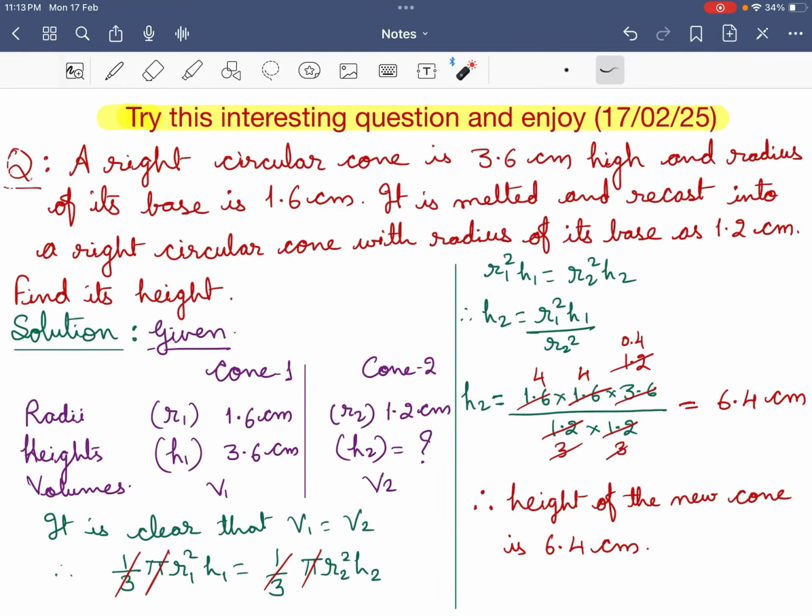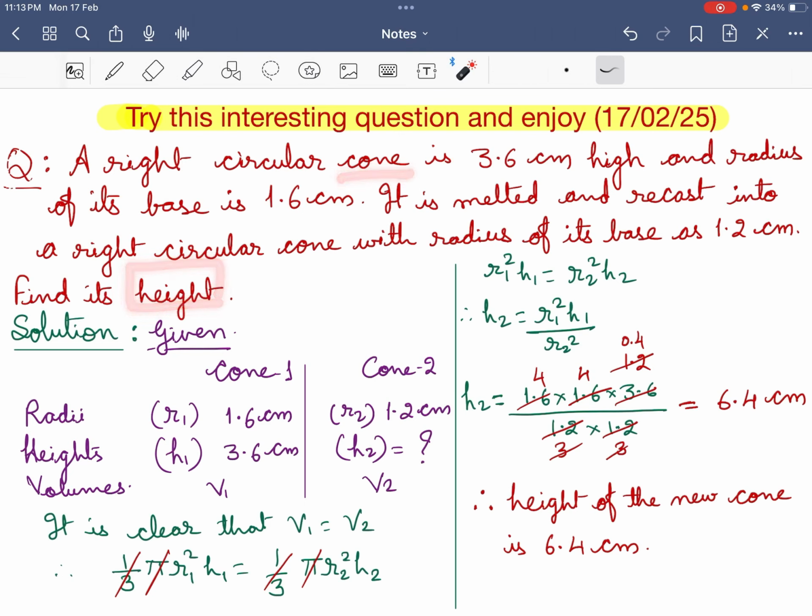Let's see one more interesting question. This question I have picked up from R.D. Sharma, class 10th, chapter Surface Areas and Volumes. The question is: a right circular cone is 3.6 centimeter high and the radius of its base is 1.6 centimeter. It is melted and recast into a right circular cone with radius of its base as 1.2 centimeter.